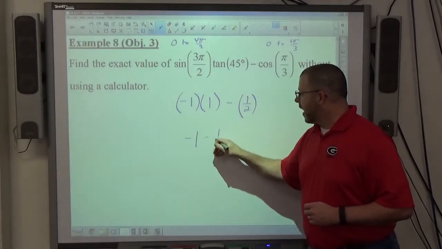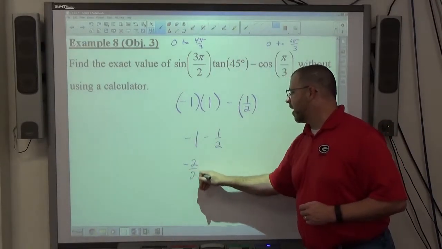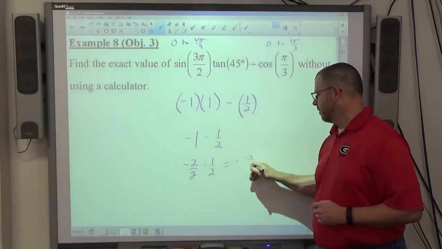So -1 minus 1/2, which makes -2/2 minus 1/2, which makes -3/2.